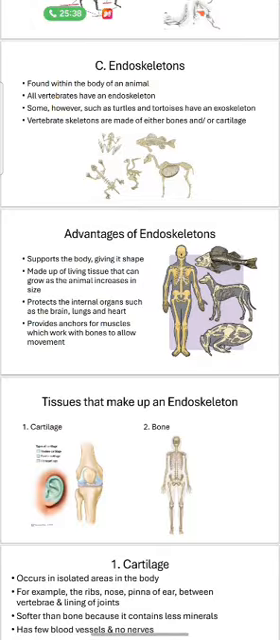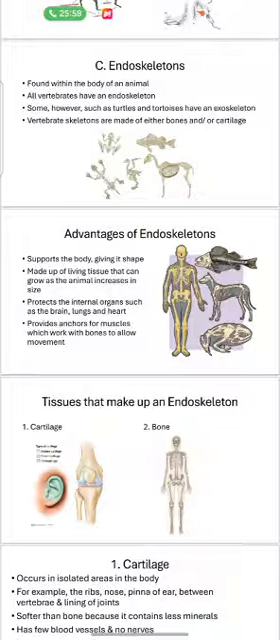So the advantages of endoskeletons. This includes: supports the body, giving it shape; made up of living tissue that can grow as the animal increases in size; protects the internal organs such as the brain, lungs, and heart; and provides anchors for muscles which can work with bones to allow movement.